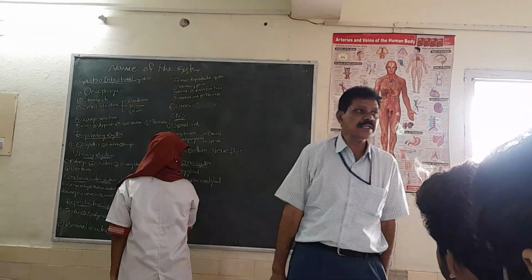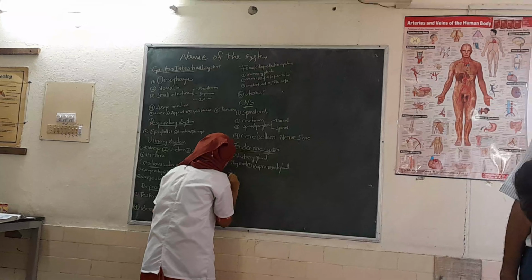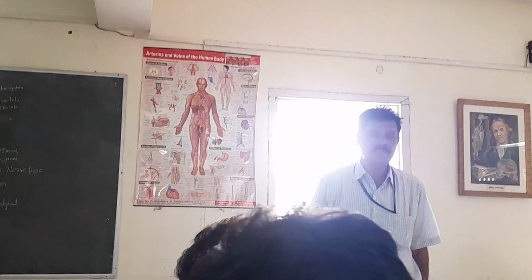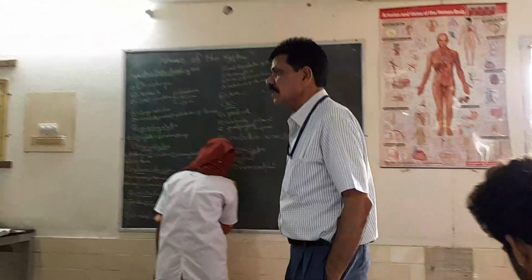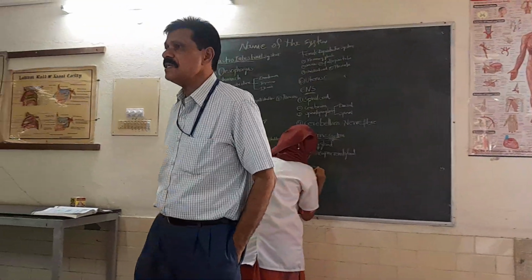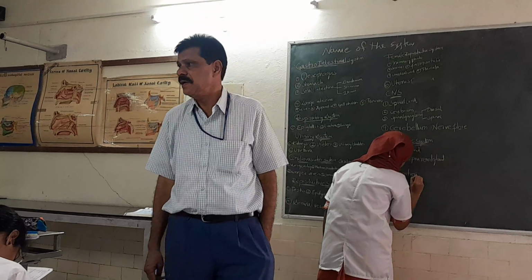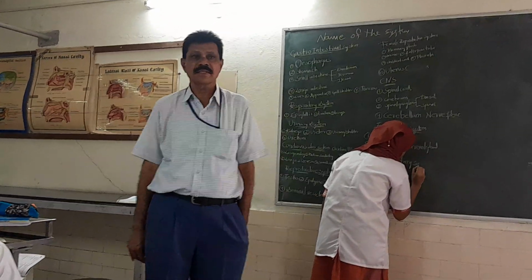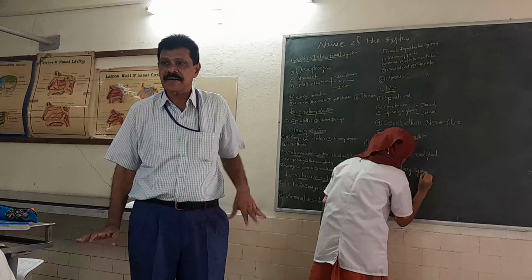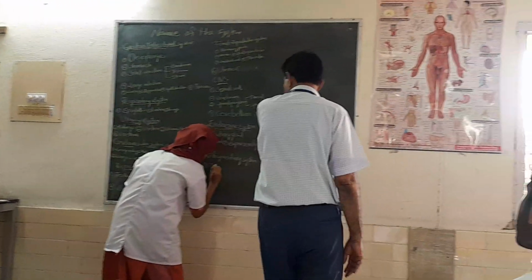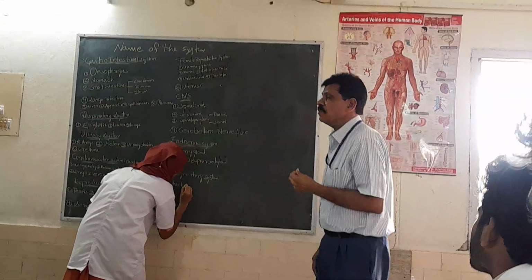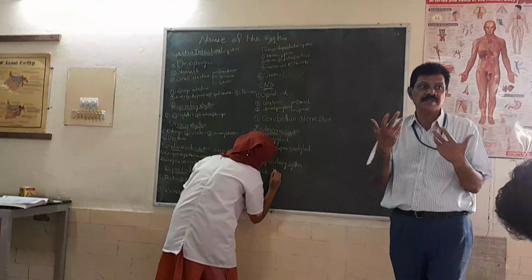Integumentary system. What is the integumentary system? Skin. Skin consists of 2 slides: thick skin and thin skin. Integumentary system means skin. So next one is thin skin and thick skin. Then one more system.